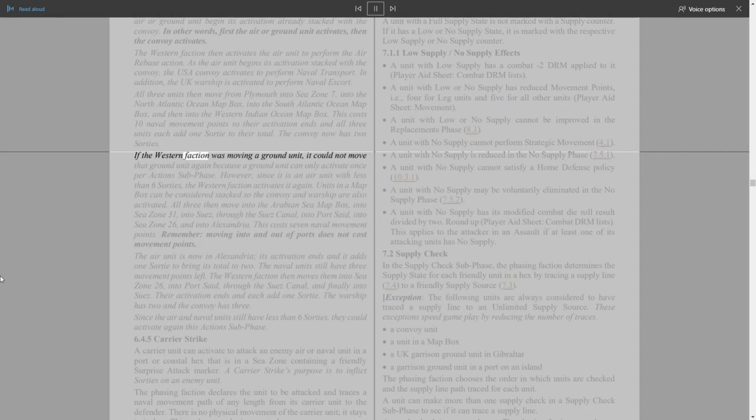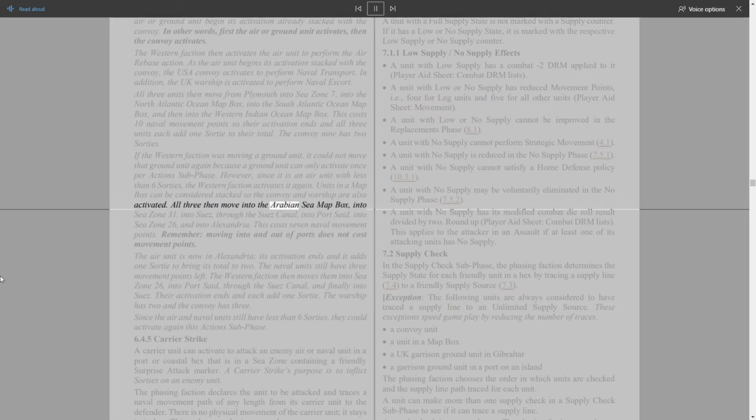If the Western faction was moving a ground unit, it could not move that ground unit again, because a ground unit can only activate once per action subphase. However, since it is an air unit with less than 6 sorties, the Western faction activates it again. Units in a map box can be considered stacked, so the convoy and warship are also activated.